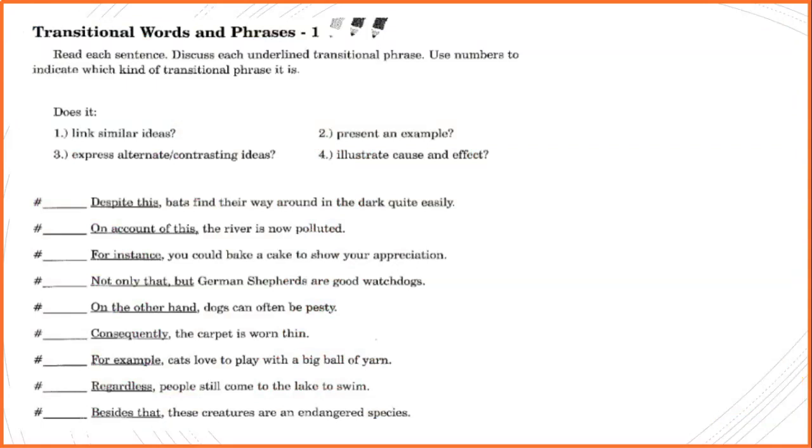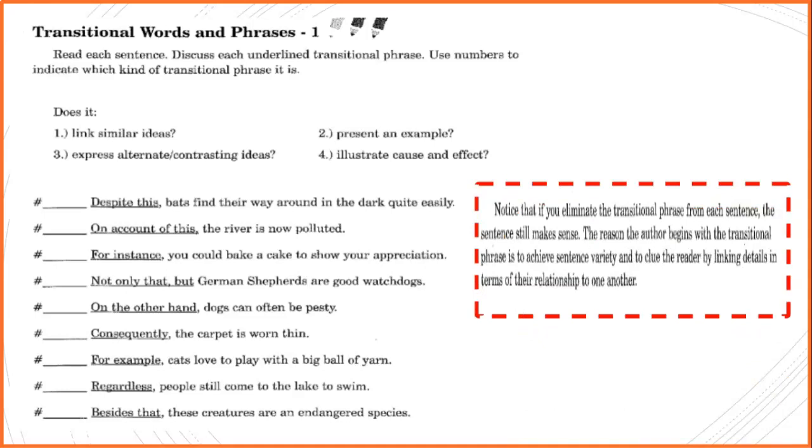In each sentence, does the idea link to similar ideas? Present an example? Show a contrasting idea? Or show us cause and effect? What we need to look at before we read the sentence is that if we get rid of the underlined transitional phrase, the sentence still makes sense. The reason that the author begins with a transitional phrase is for variety and to show how the details link together.